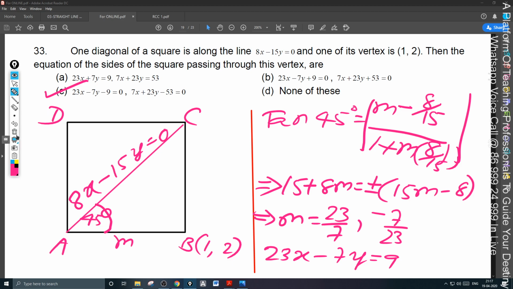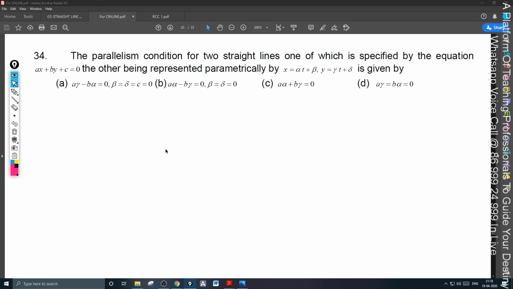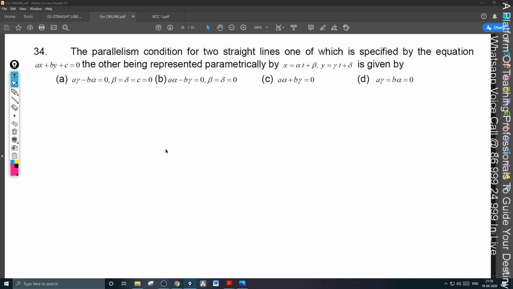Now, let us go to the next one. This is also a good question. The parallelism condition for two straight lines, one of which is specified by the equation ax plus by plus c equal to 0, and the other being represented parametrically by x is equal to alpha t plus beta, y is equal to gamma t plus delta.